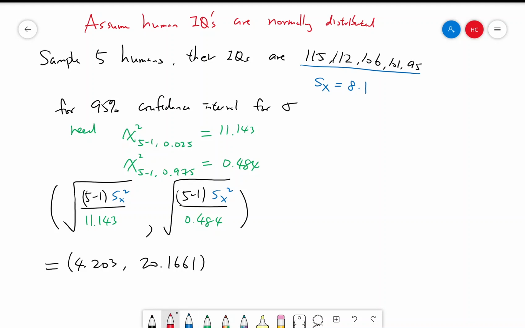And here's a side note. This interval actually catches the true value of sigma, which is 15. 15 is between this interval. All right, so that's it for 5.8.